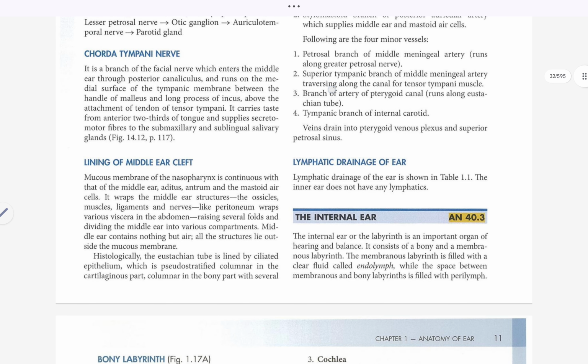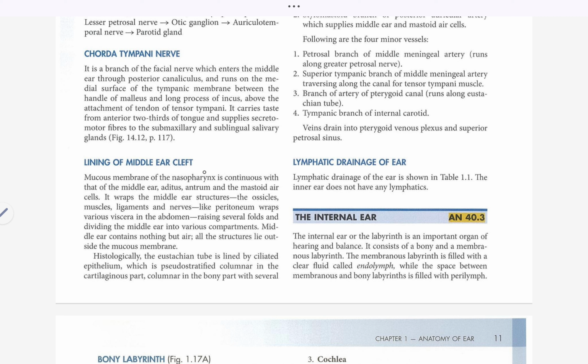Chorda tympani nerve. It is a branch of the facial nerve which enters the middle ear through posterior canaliculus and runs on the medial surface of the tympanic membrane between the handle of malleus and the long process of incus. Above the attachment of tympanic tendon of tensor tympani, it carries taste sensation from the anterior two-thirds of the tongue and supplies secretomotor fibers to the submaxillary and sublingual salivary glands.